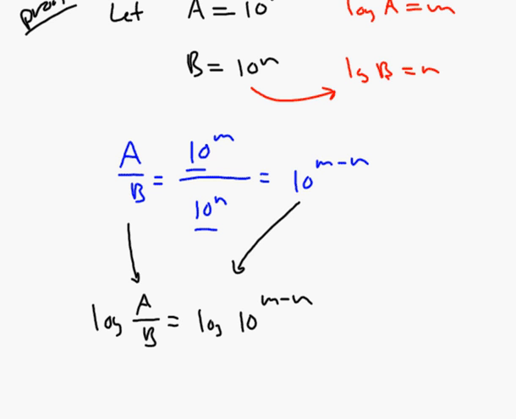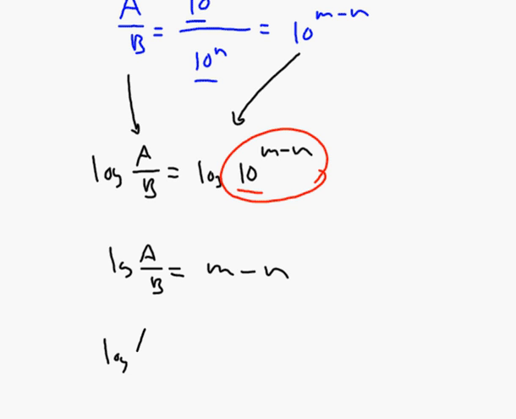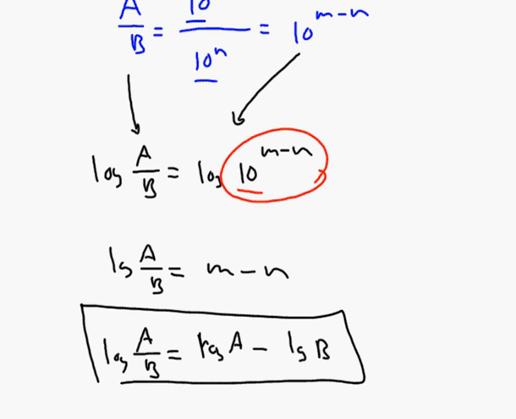And there's that really silly question again, right? It's saying, what power do I put on 10 to get 10 to the m minus n power? Well, that's just m minus n. And then we get to finish because we know that m equals the log of A and n equals the log of B. Okay. All right, so far so good.